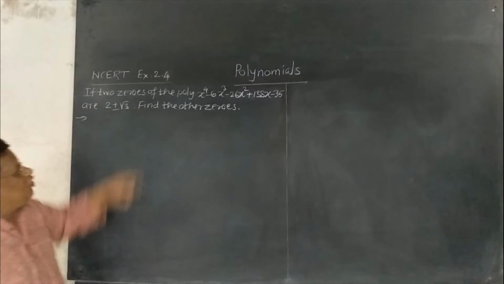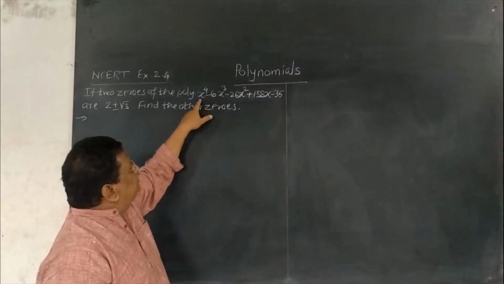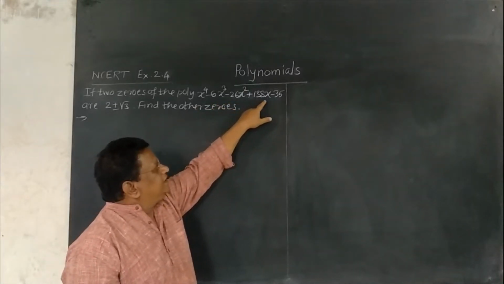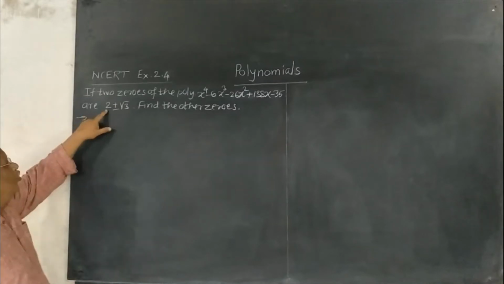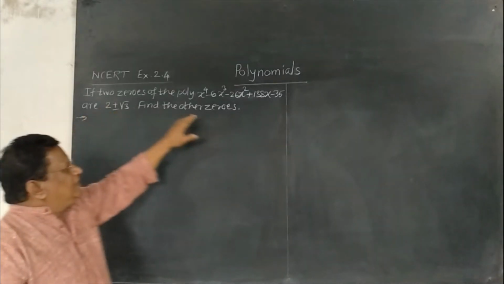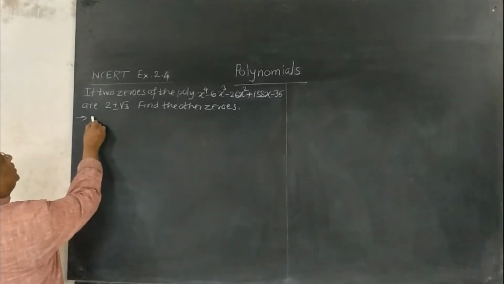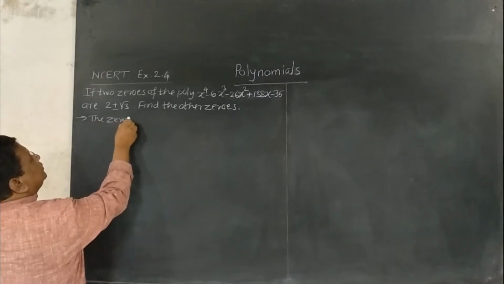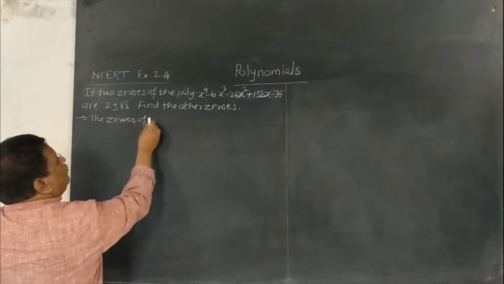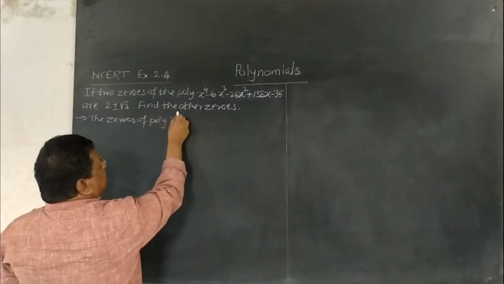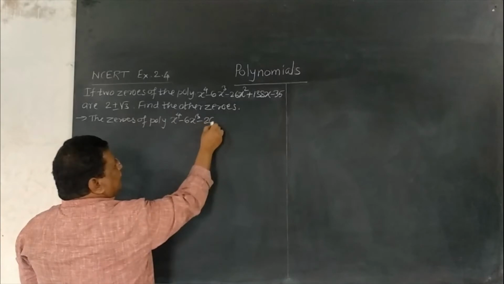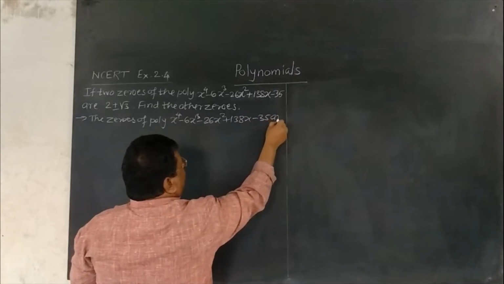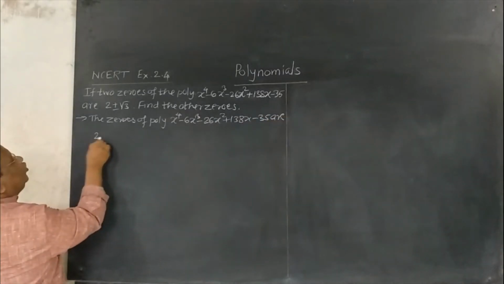If two zeros of the polynomial x raised to 4 minus 6x cube minus 26x square plus 138x minus 35 are 2 plus minus root 3, find the other zeros. Now, the zeros of polynomial x raised to 4 minus 6x cube minus 26x square plus 138x minus 35 are 2 plus minus root 3.